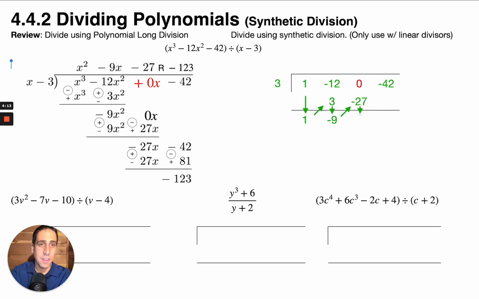There. 0, the placeholder, plus negative 27 is negative 27. And 3 times negative 27 is, when you multiply, you're going diagonally, and then that's negative 81. And then when you add, you get negative 123. And I don't know if you can see, but we have achieved this result with a whole lot less changing of signs. There's no subtraction, and it's just a whole lot less handwriting.